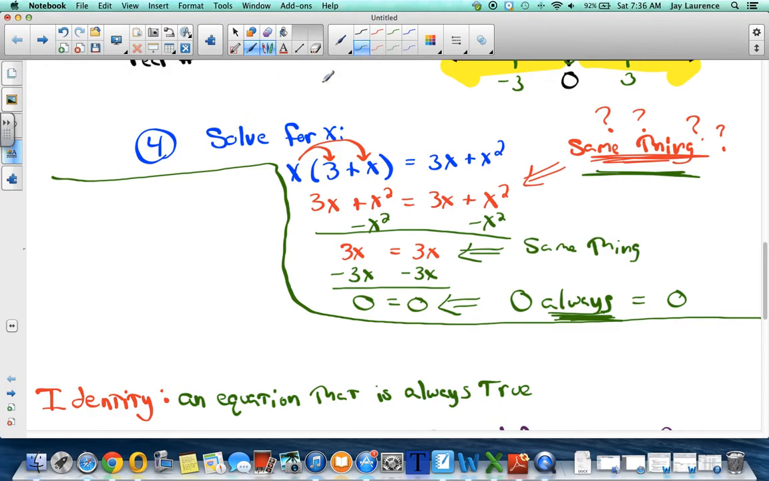So since 0 equals 0, the solution for this is all real numbers. So in words, I could say x is any real number. Okay, that's my word solution. Set notation, I would do like this. X is any real number. Now there's no restriction on it, so I don't have that such that part.